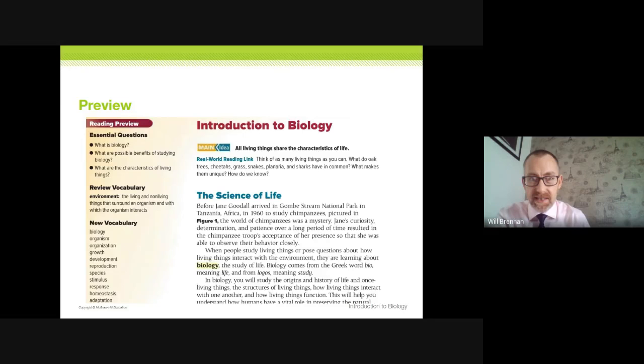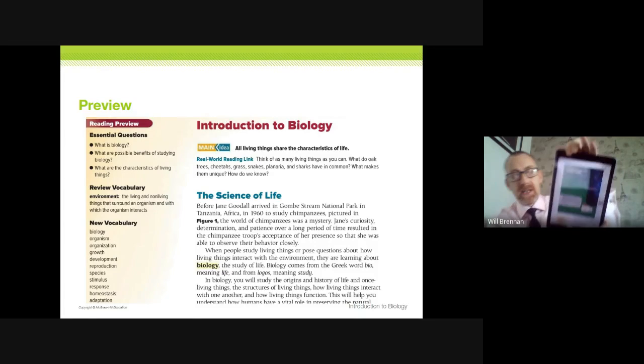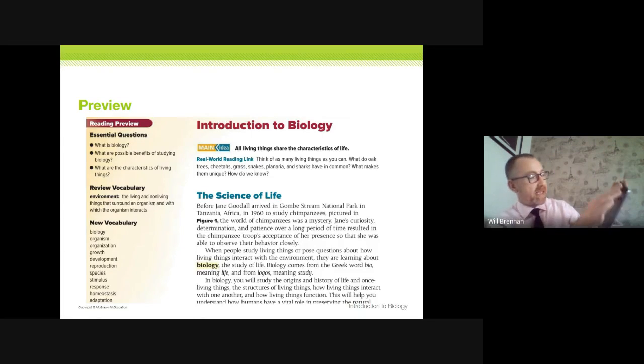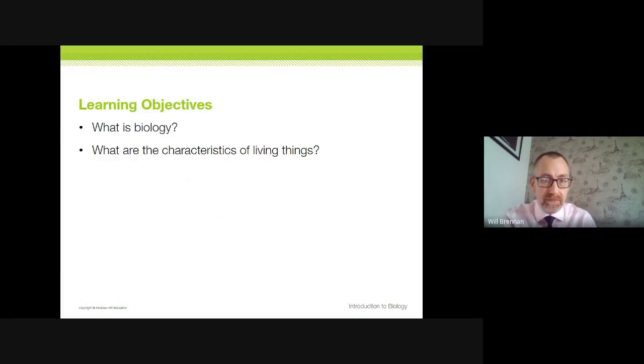Now, at the start of the lesson, we always look at a preview, and you will see, I'll hold this up because you will have a copy of your book. I hope the reflection isn't too bad. But you'll see on the first page, there is a reading preview on the top left-hand side. And this gives you the essential questions. And it also gives you the vocabulary. So at the start of every lesson, we will go through that to give you an understanding of why we're doing the lesson, and to give you an opportunity to practice the new vocabulary.